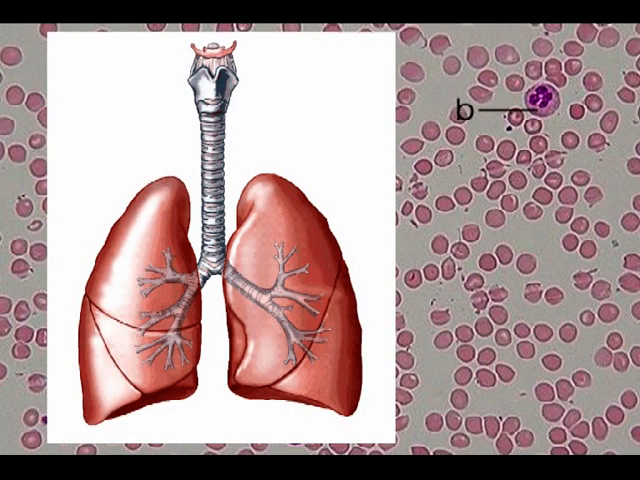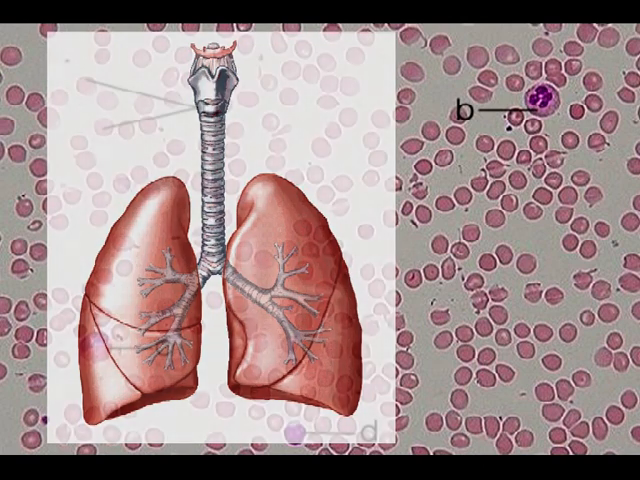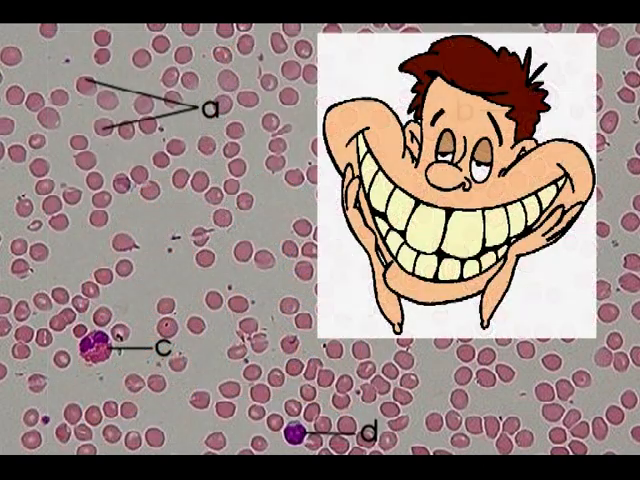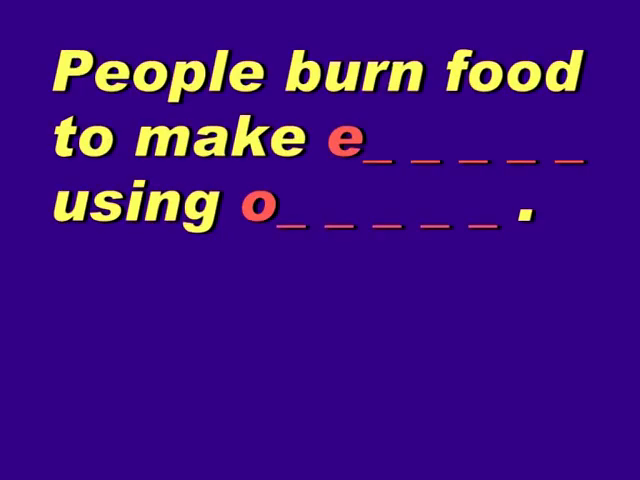The oxygen is brought from the lungs using red blood cells. Living cells need a constant supply of oxygen, and we are all hot stuff as a consequence. Copy and complete.